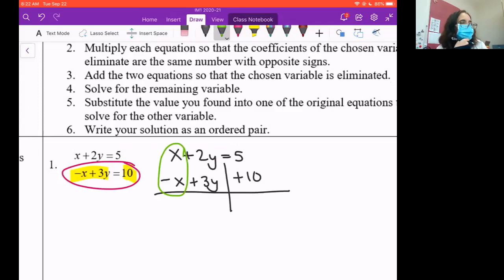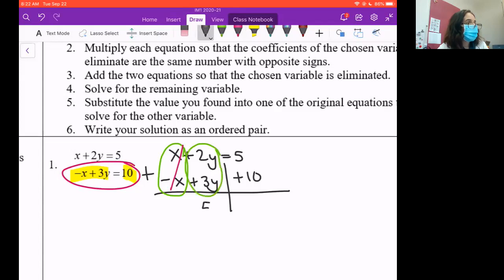So x plus negative x. We're basically just adding these two equations together. 0. Boom. Eliminated. The x's are gone. Now let's add 2y plus 3y, 5y equals, and then on this side, we add the 5 and the 10. 15.